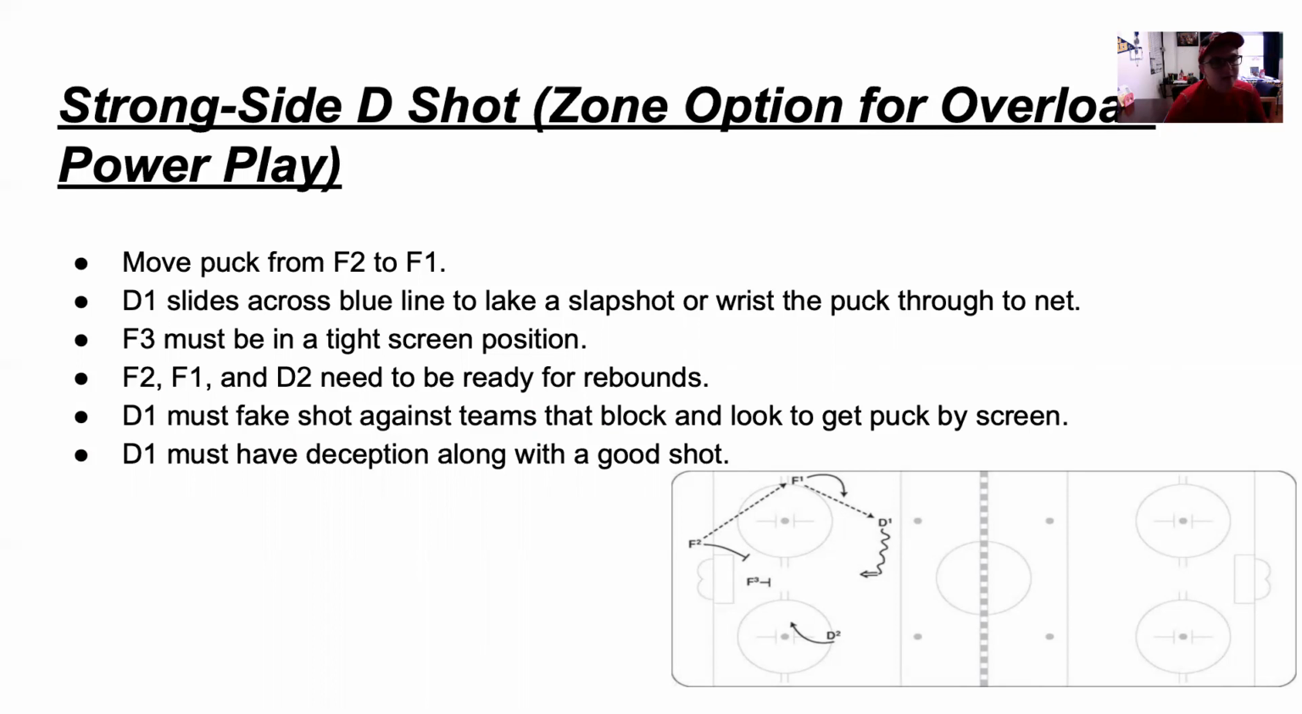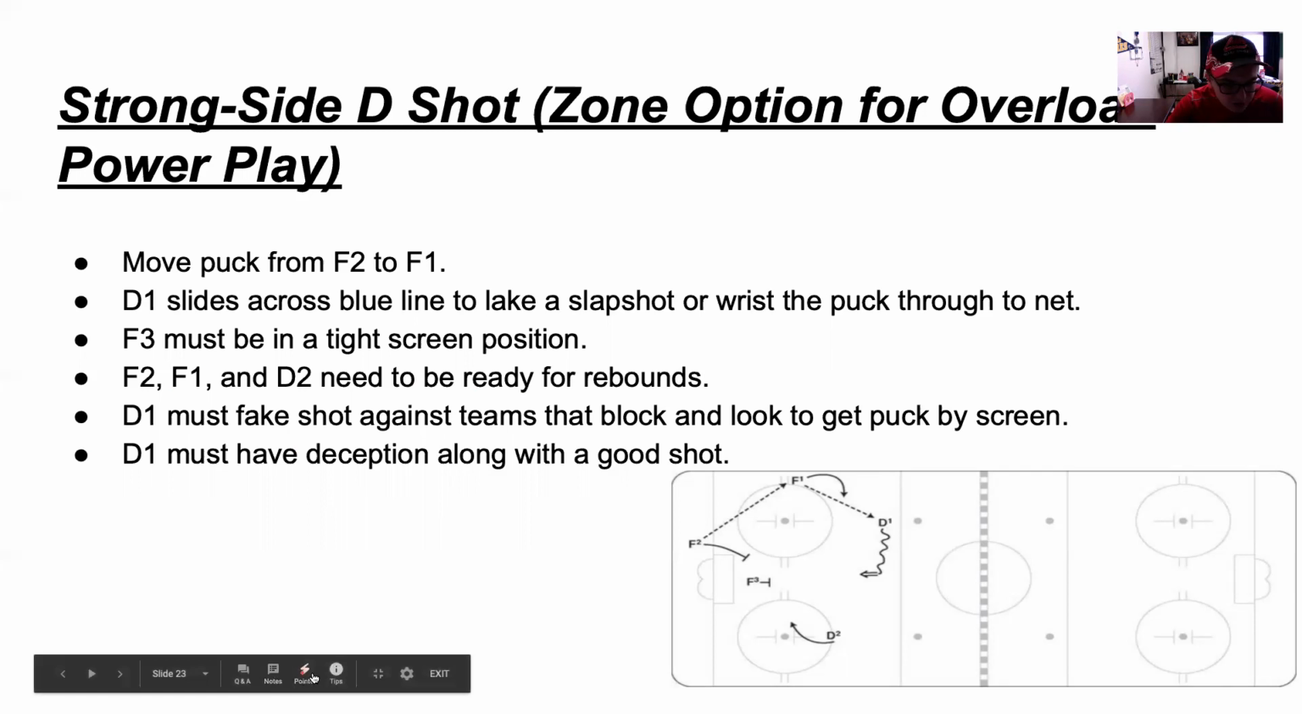F2, F1, and D2 need to be ready for rebounds. Okay, so D2 may have to step up. D1 must fake shot against teams that block and look to get the puck by the screen. So what this means is D1 has to take fake shots against teams who just look to block. Because if we fake, guess what? It's going to get them out of position with more room to go into. And D1 must have deception along with a good shot.